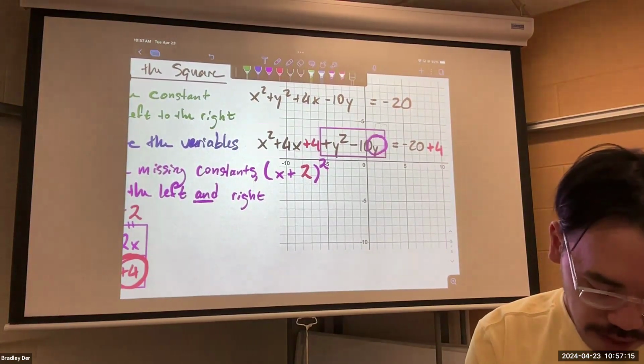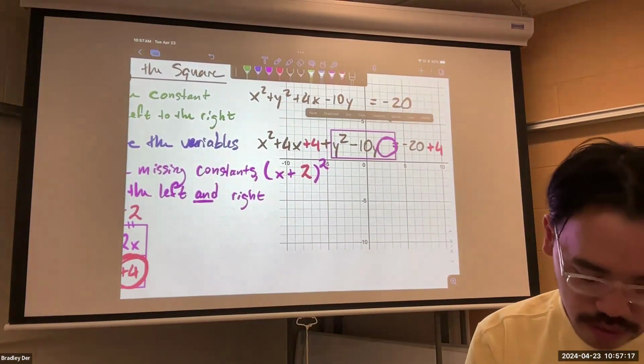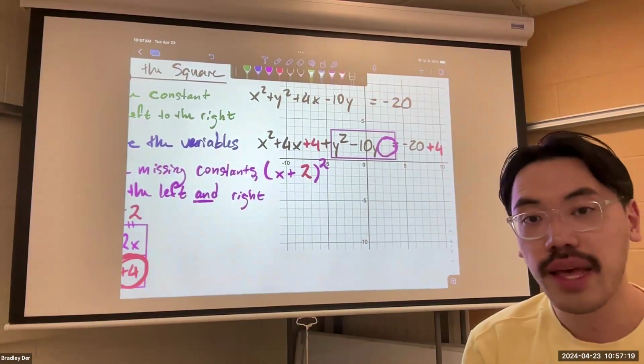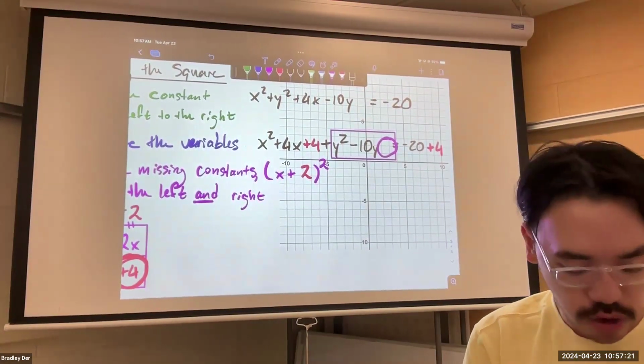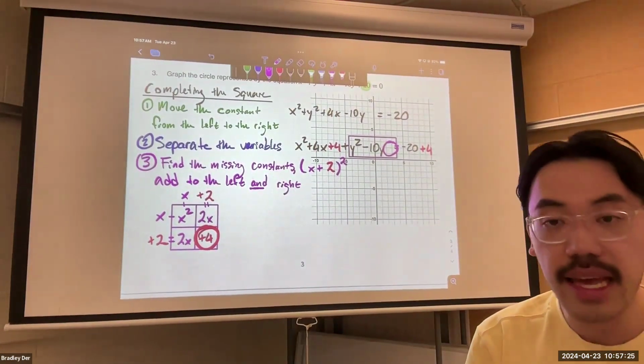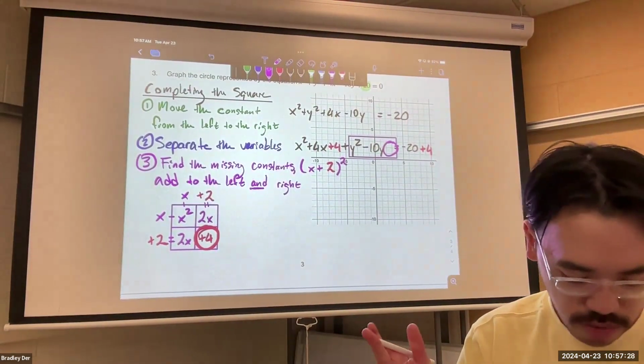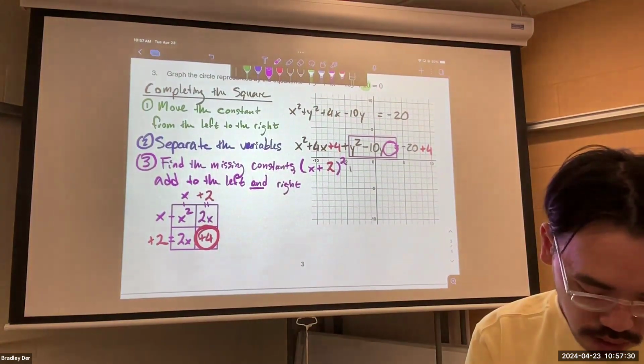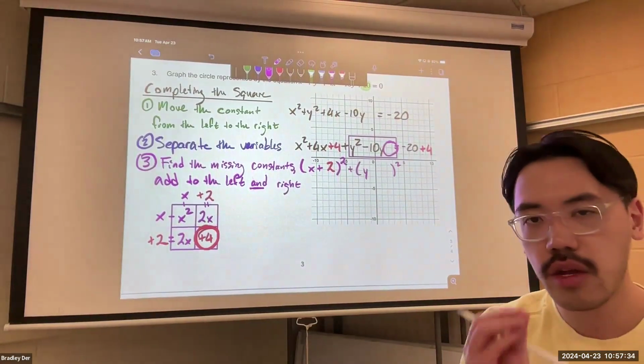And so based on that, if I slide this over here, can you, at this moment, try to duplicate that process and figure out what the missing constant is that we need to add in on line 2? And what will that give us in terms of a squared binomial down below? Try that for a moment.